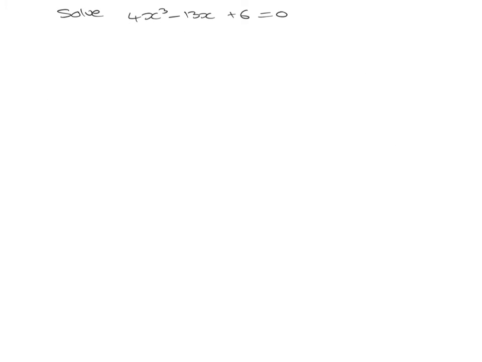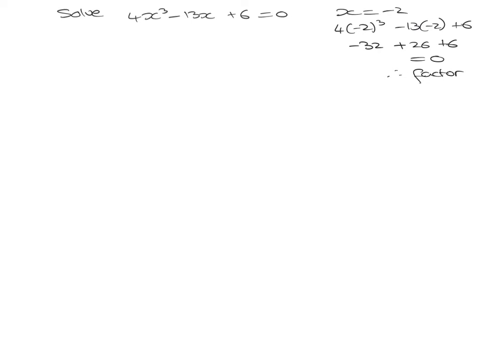So let's do one more example. This time we want to find a factor first. I'm going to try x equals negative 2. To be honest, there's nothing wrong with using your calculator to find your first factor. But just to show, we got 4 times negative 2 cubed minus 13 times negative 2 plus 6. 4 times negative 8 is negative 32 plus 26 plus 6. That equals 0, therefore it's a factor.